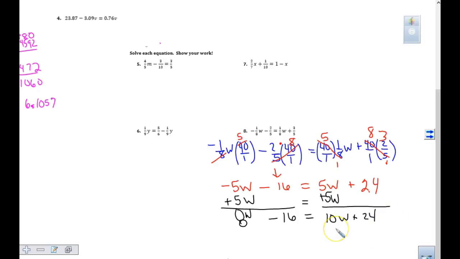And you should be able to finish that problem by subtracting the 24 on both sides and then dividing by 10. And this one comes out pretty nice. It's a nice integer answer, okay?